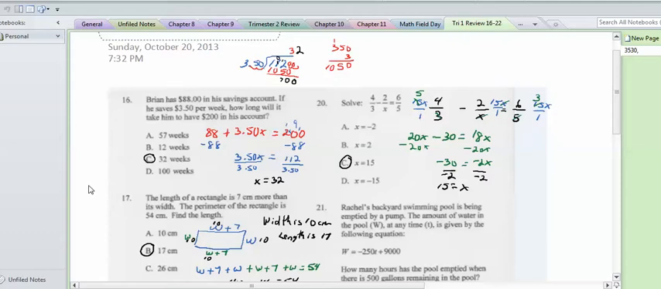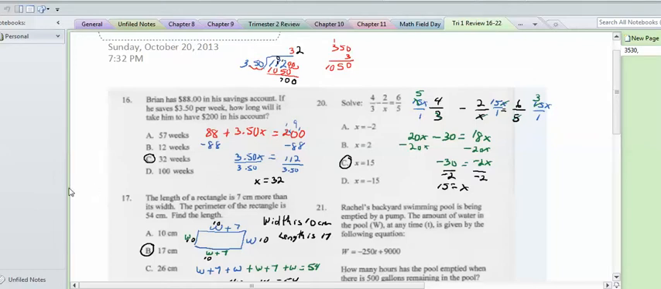There's some word problems here. So $88 is what Brian had in his savings account. He wants to save $350 a week, and he has $200 is what he wants to save. So he starts out with 88. He wants to save $350 a week to equal 200.